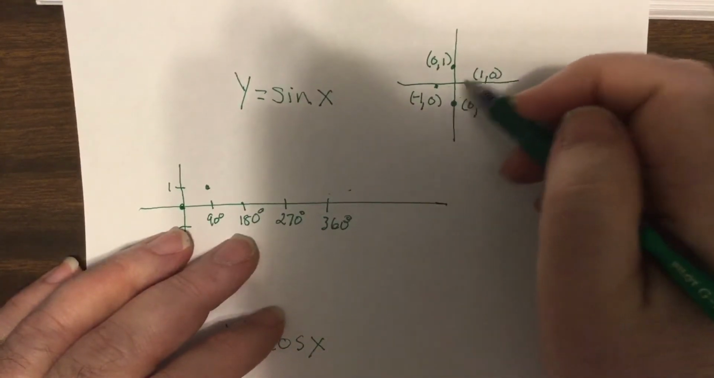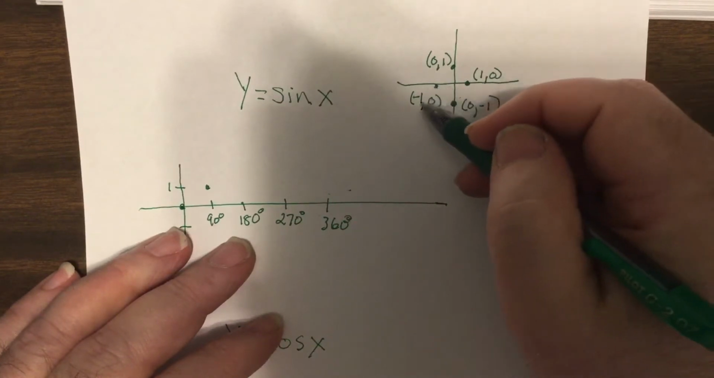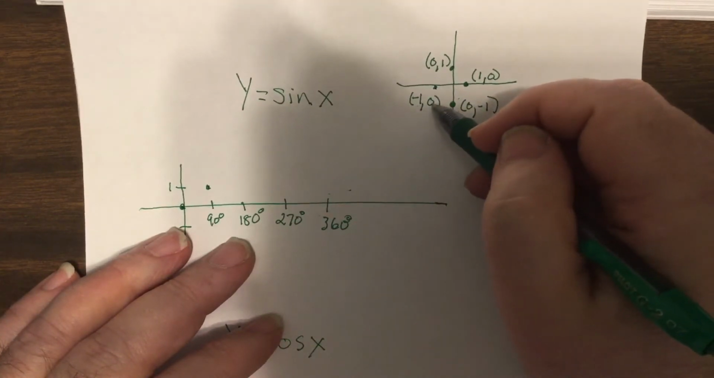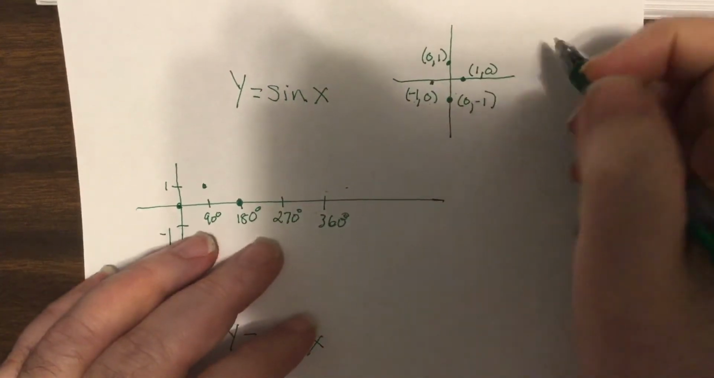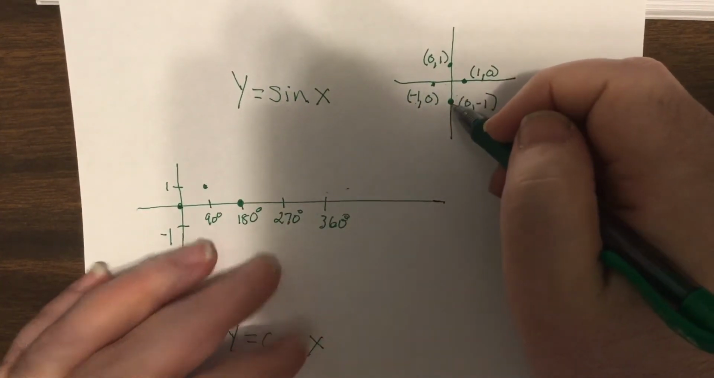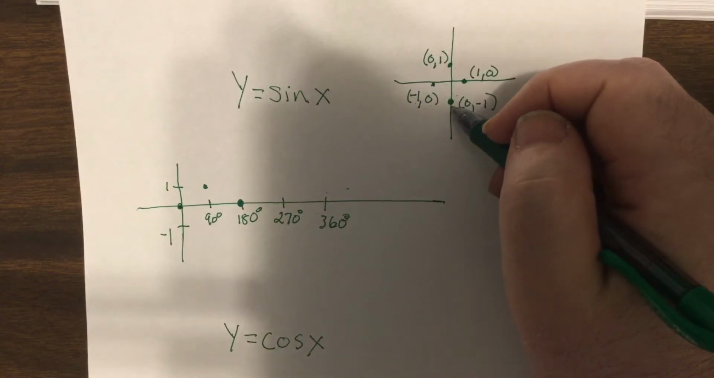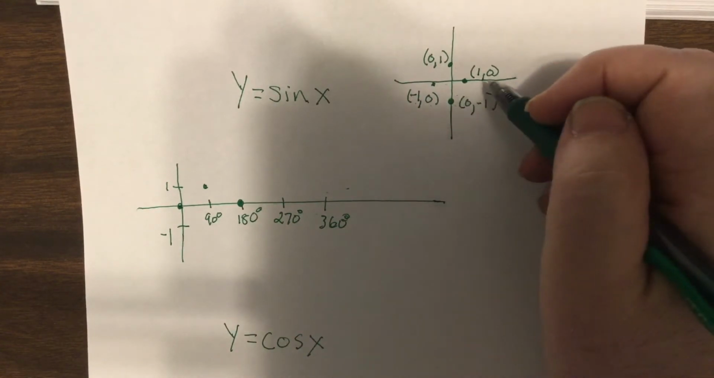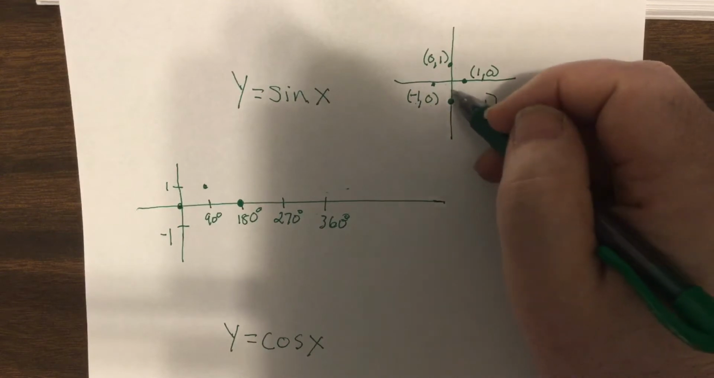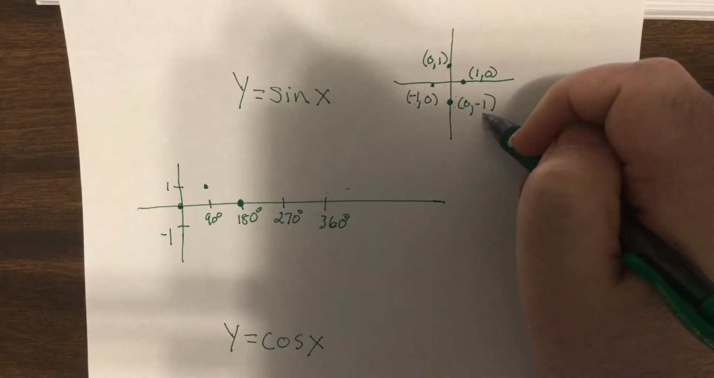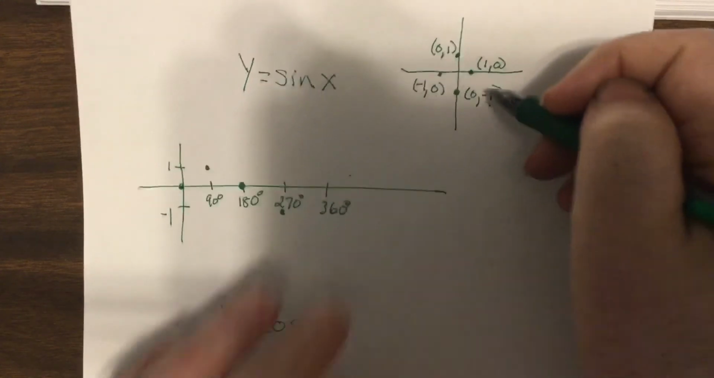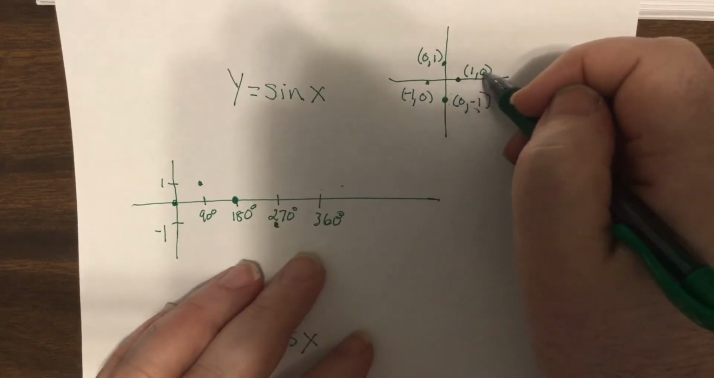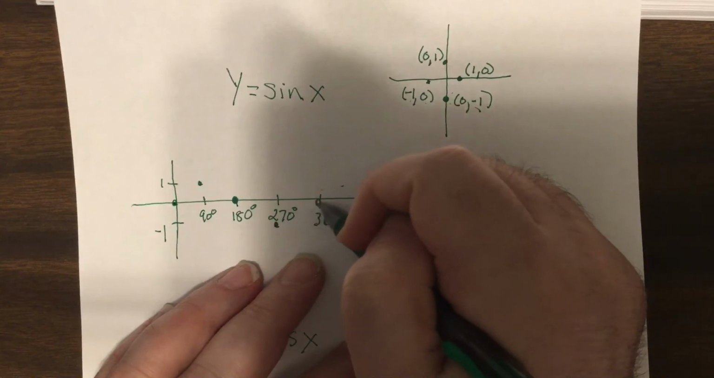Then 180 is the point negative 1, 0, so y is 0. At 270, sine is negative 1, because y is negative 1 and r is always 1. Then back at 360 where we started, sine would be 0 again.